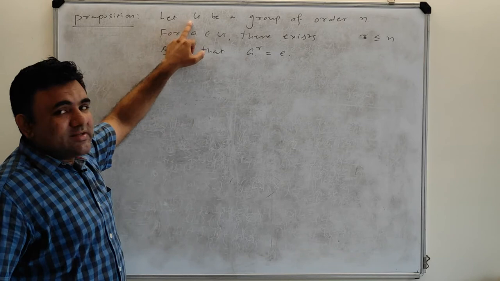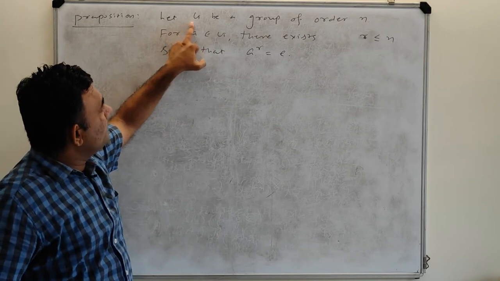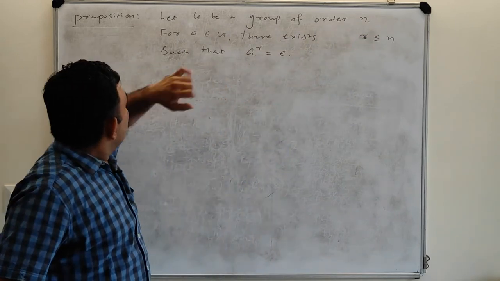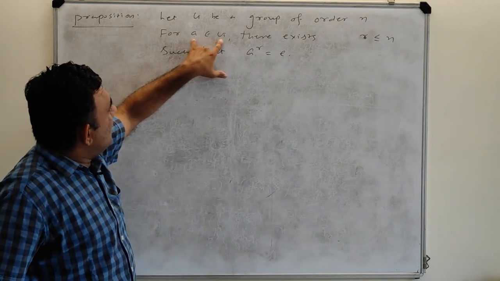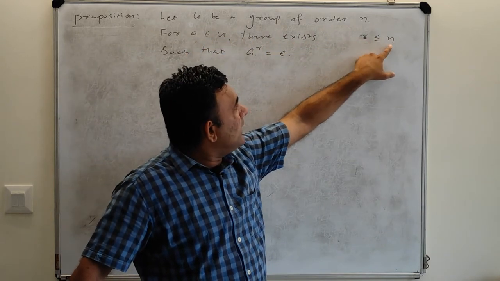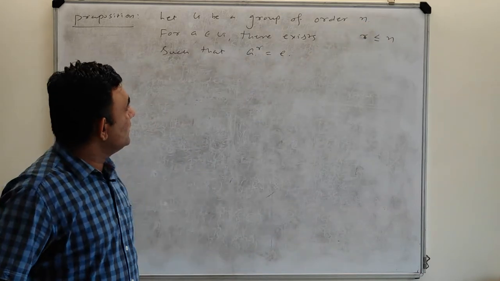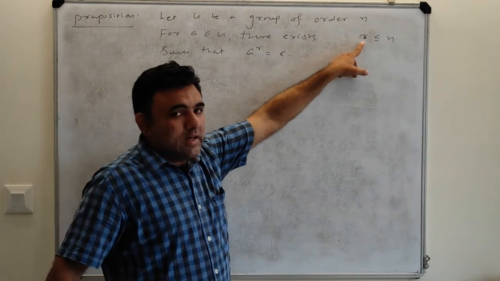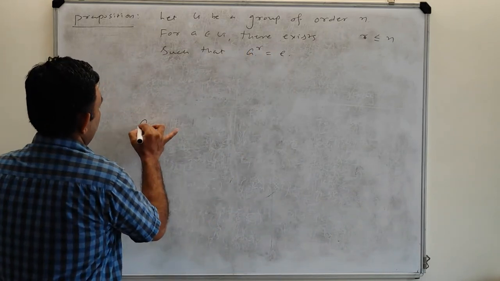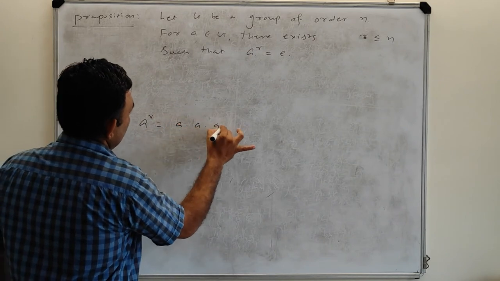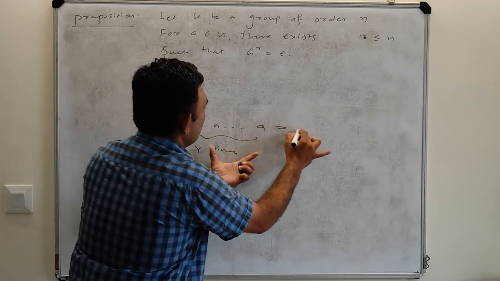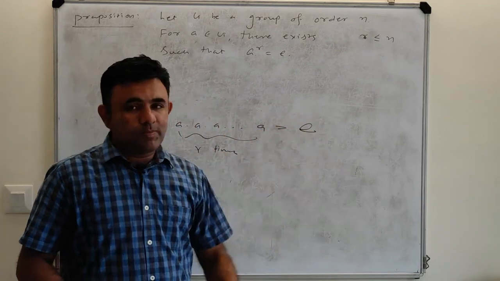See what this proposition says. You start with a group G, and the group has order n, which means it is a finite group. Now you take any element a belongs to G, then you always find some r which is less than or equal to n, the order of the group, so that the power r of a will be the identity. And here, a raised to r means what? It is a times a and so on, r times. This product will be reduced to the identity.